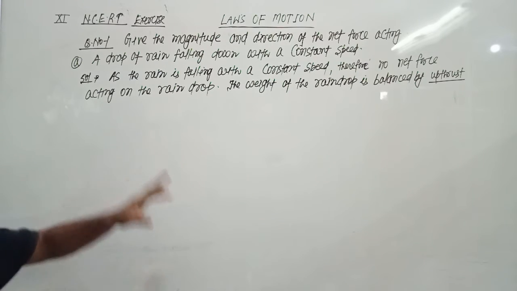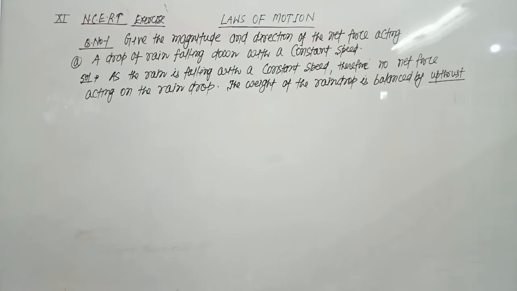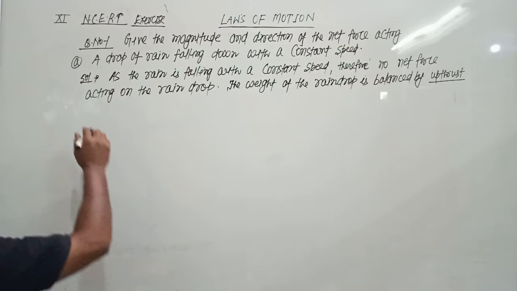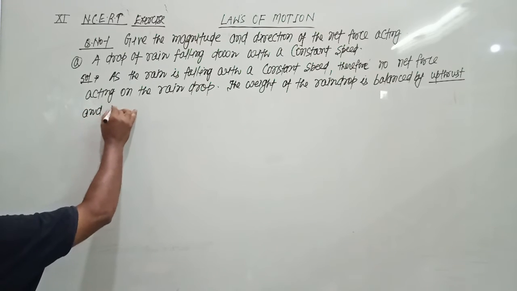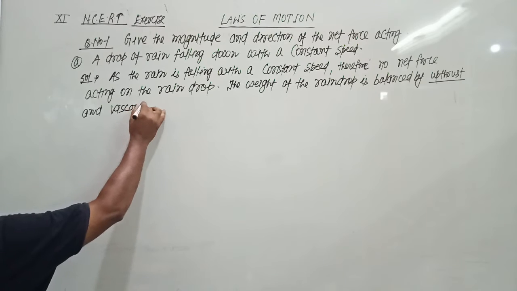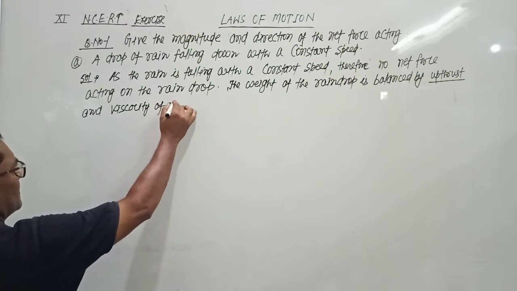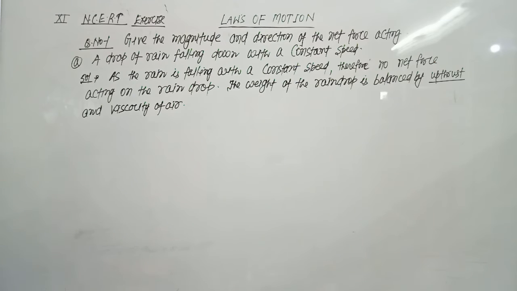So, first part, the magnitude of the force is zero. That is, no net force acts on the raindrop, because the raindrop is falling with a constant speed, and the weight of the raindrop is balanced by upthrust and viscosity of air. Viscosity is also a force which acts in air.